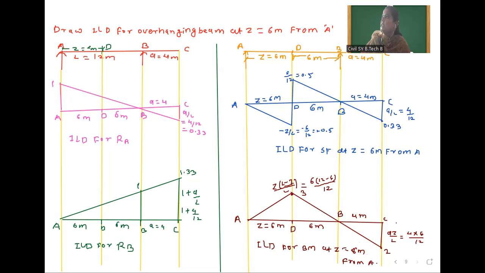Okay. Please take screenshots. One example I will give for homework. In the next lecture, we will see one example if overhanging is provided at two sides, left as well as right. And one point is remaining: if an indeterminate structure is given, how to draw the influence line diagram, and then we will cover this syllabus. Okay, so please take screenshots and take one example for homework.